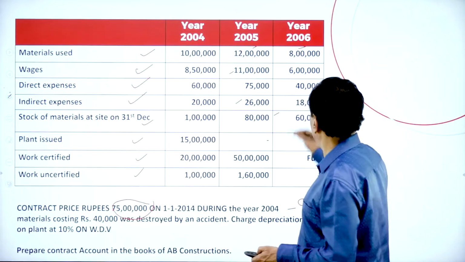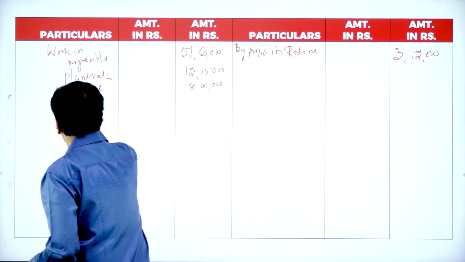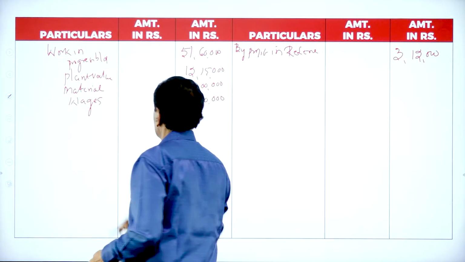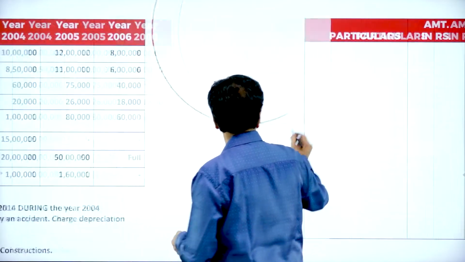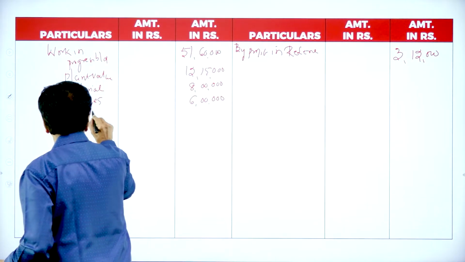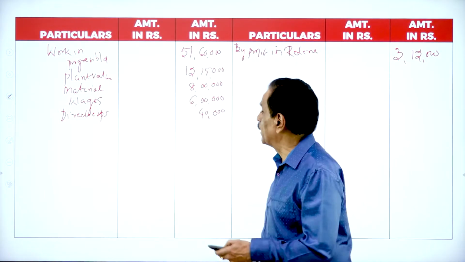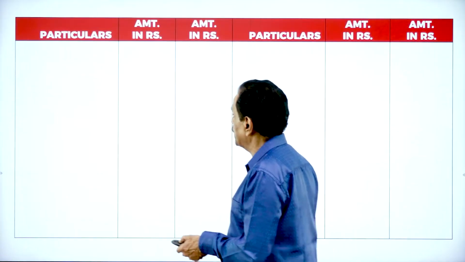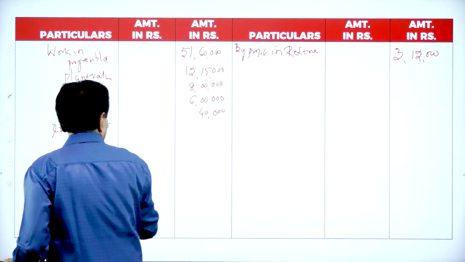What is the next one? Material over. Wages 6 lakh to wages. 6 lakh. What is the next one? To direct expenses, 40,000 to direct expenses. 40,000. What is the next one? This is direct expense. So what is your indirect expenses? 18,000.